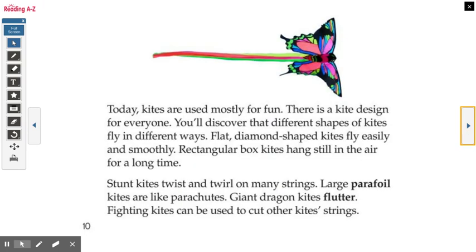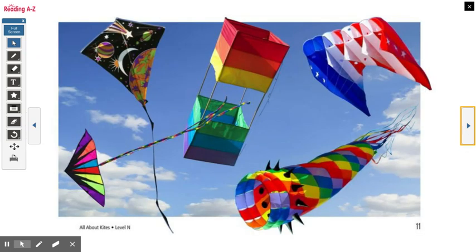Oh, I see two bold words. Do you see any illustrations? Good job, the butterfly at the top. Ooh, this page is a whole illustration. It's huge. Well, how beautiful these kites are. Which one's your favorite? I like this one right here at the bottom. It's very cool.